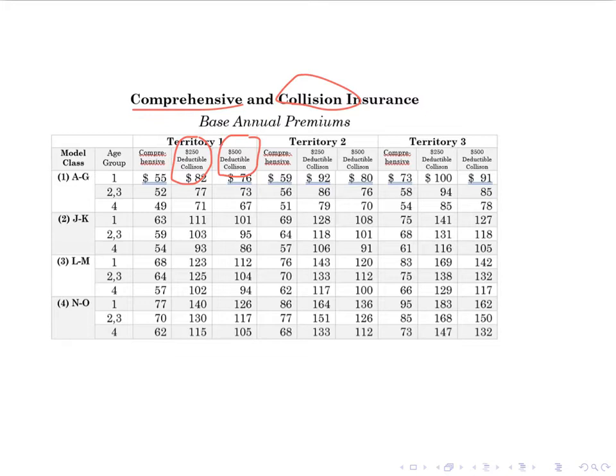Okay? Everything else is the opposite. The insurance company will pay up to whatever it is that you have covered, and then you pay the rest. But with collision, you pay first, and then the insurance company covers the rest.